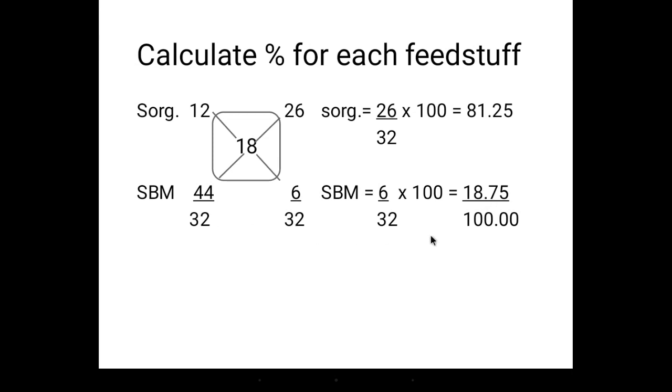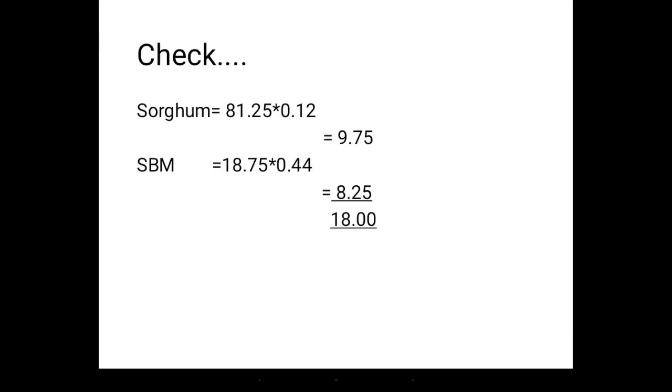The mixture of these two will give us the 18% CP we are trying to formulate. Going forward, you have to make sure the total percentage equals 100. To check if your calculation is actually true, for sorghum, the total percentage we got was 81.25. You multiply this by the crude protein content of sorghum, which is 12%, in other words 0.12. Multiplying this, we have 9.75.